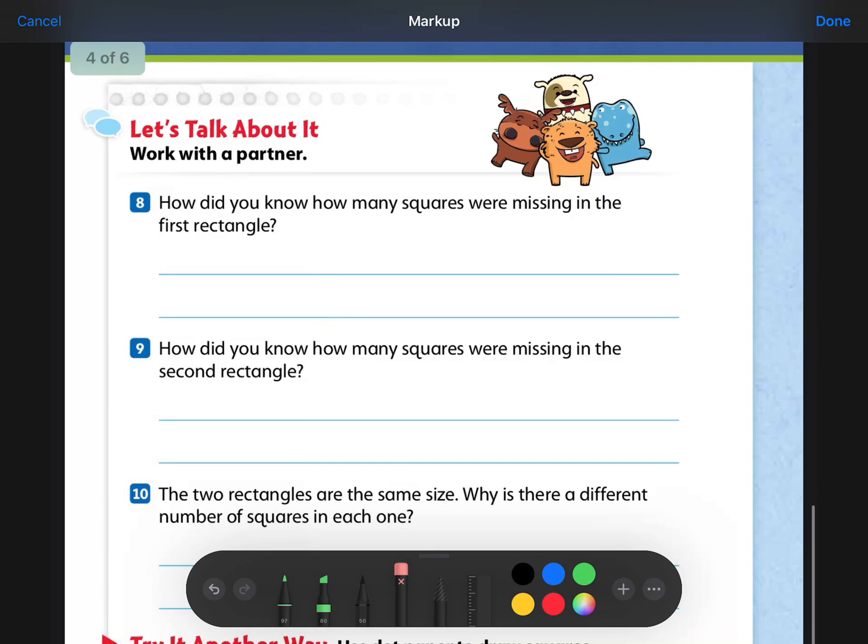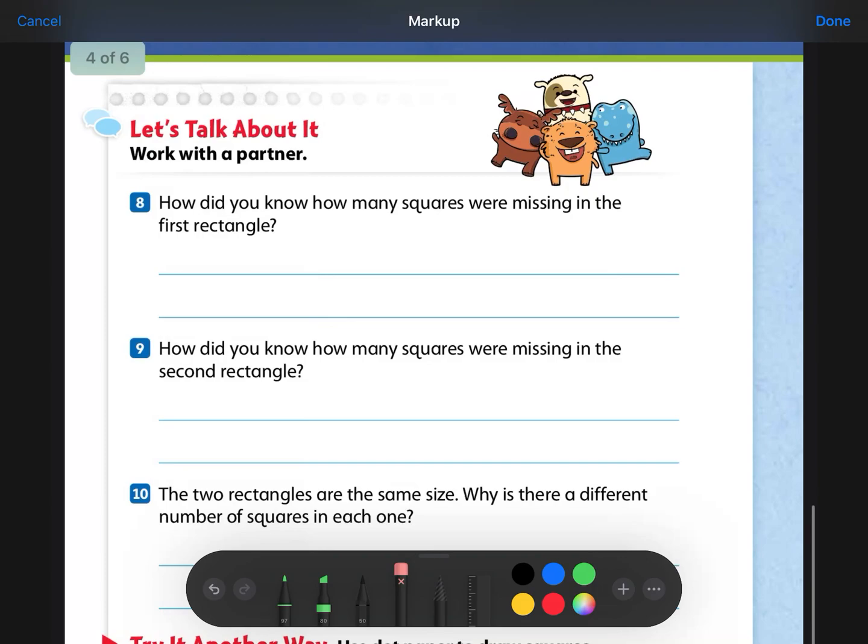Let's talk about it. Work with a partner. So if you would like to work with a partner from home, you can do so. Grab someone from home, pause the video, or you can go and just get a piece of paper and follow along with me and use that piece of paper. Okay? So let's look at number 8, I'm sorry.